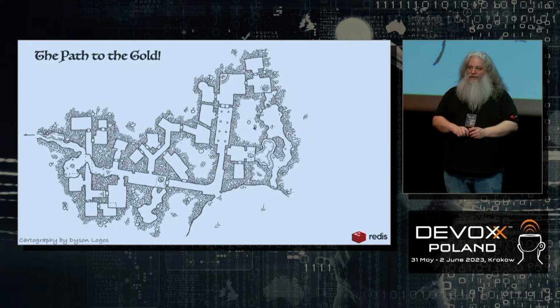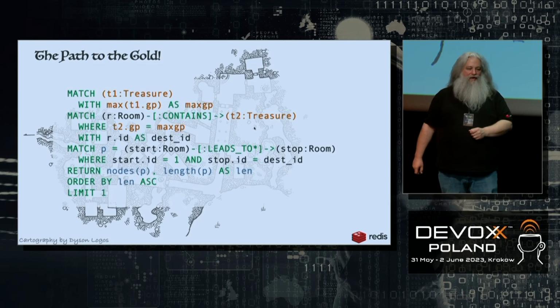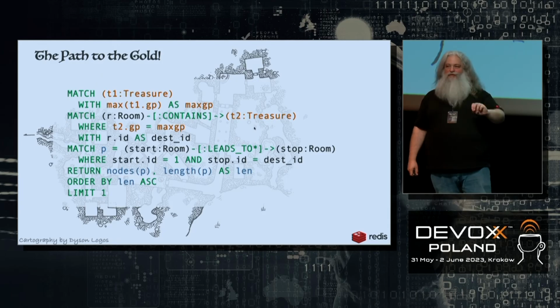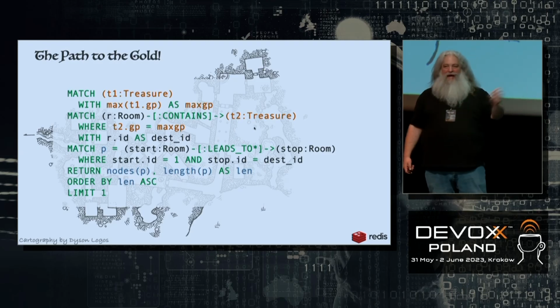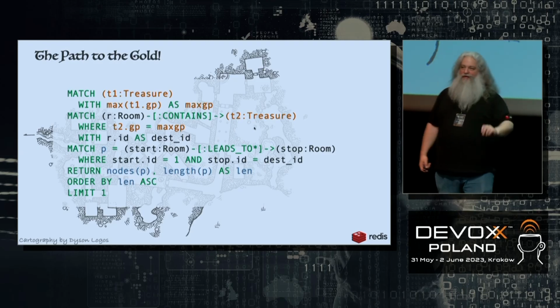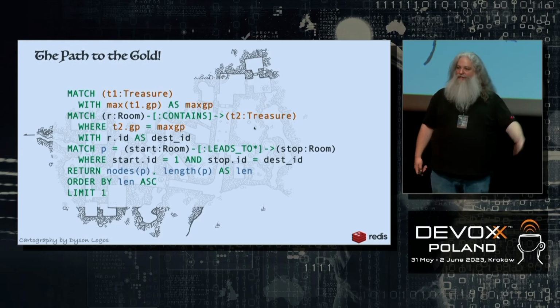And of course, you can combine all these together and get the path to the room with the biggest gold by matching the treasure, assigning to a variable, getting the max treasure, and then getting a destination ID, and then getting the path to that room, and then ordering it ascending so you get the shortest path. So it gives you the shortest path.